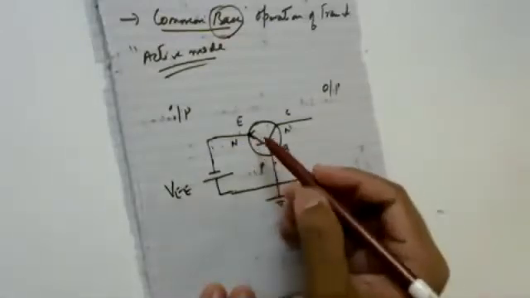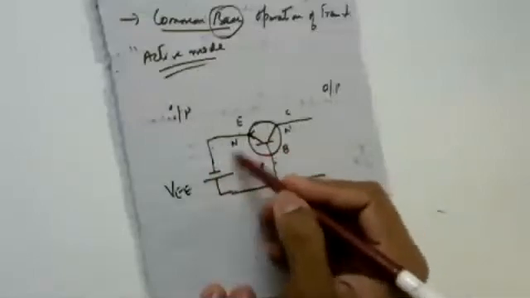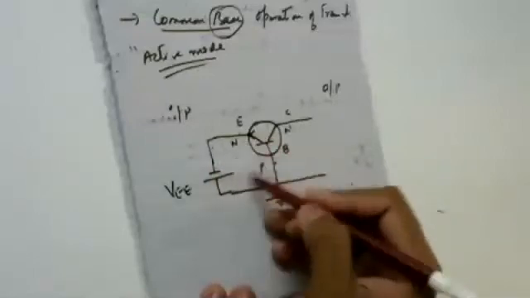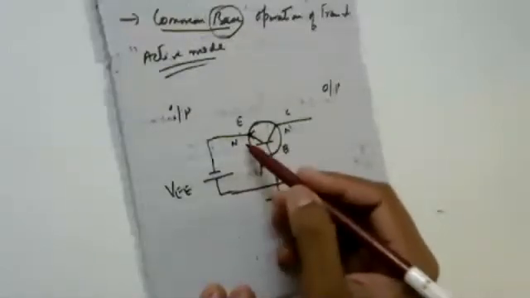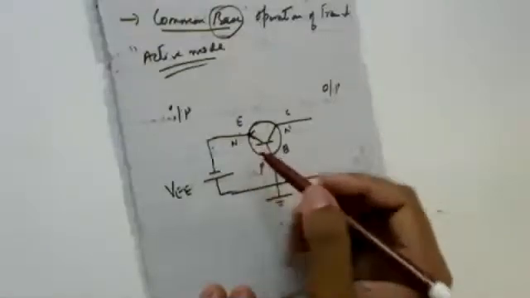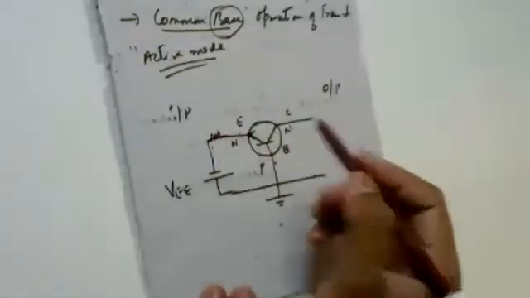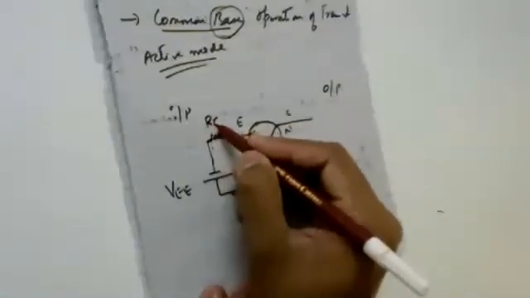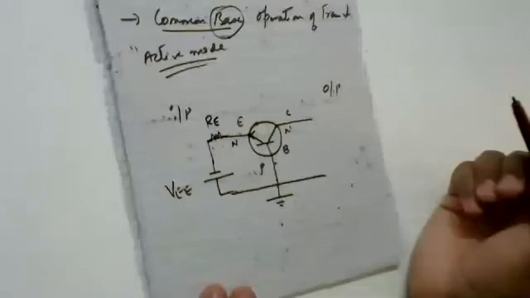As you know, if I don't have any resistance in the circuit, then a very huge current will flow in this loop. In order to limit this current, I will include some resistance in the circuit. Let me call this resistance RE.